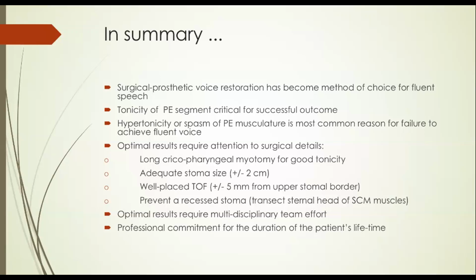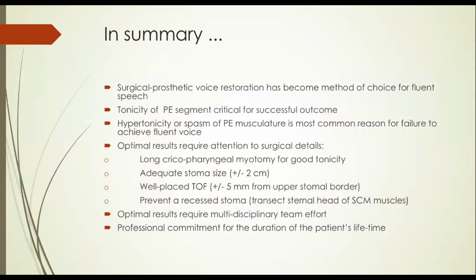For optimal results, there needs to be attention to detail when the surgery has been done. A long cricopharyngeotomy helps with good tonicity. We need to have an adequate stoma size. The top needs to be well placed so that we can place that prosthesis. And you want to try and prevent a recessed, deep stoma. One of the ways that you get around that is to transect the sternal head of the ECN muscles.